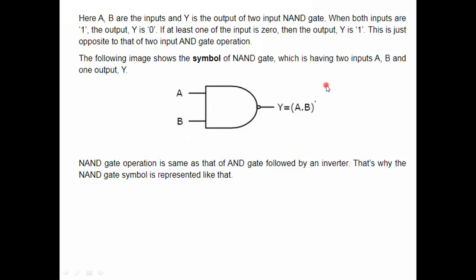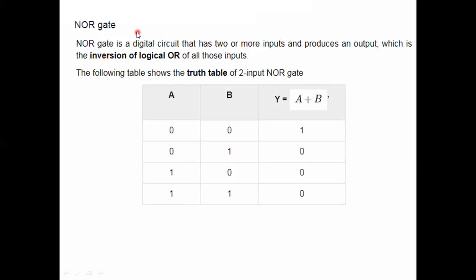The next gate is the NOR gate. NOR gate means inversion of logical OR. That means by adding a NOT gate to the OR gate, that becomes a NOR gate. Do you remember the OR gate? A, B are two inputs, then the expression is A plus B. NOR means adding a NOT gate, that means a bar is added, inversion of logical OR.